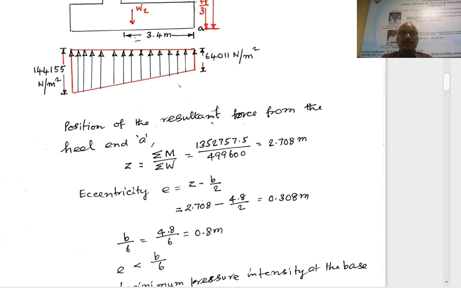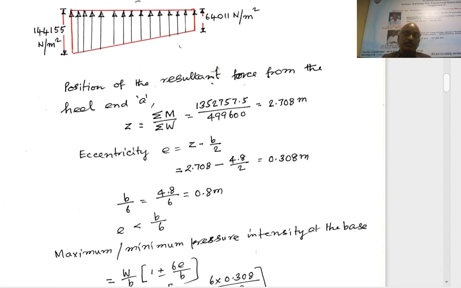Suppose E is more than B by 6, when tension occurs, what to do? That we will discuss later. Right now E is less than B by 6, therefore it will be under compression. Now let us find out the pressure.